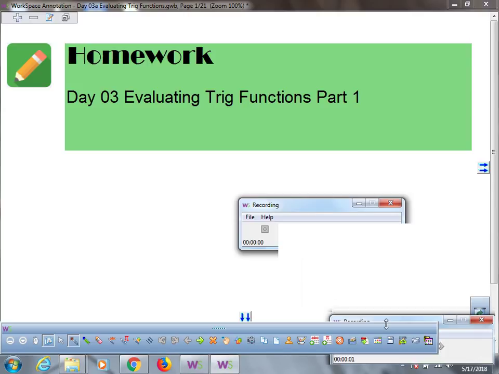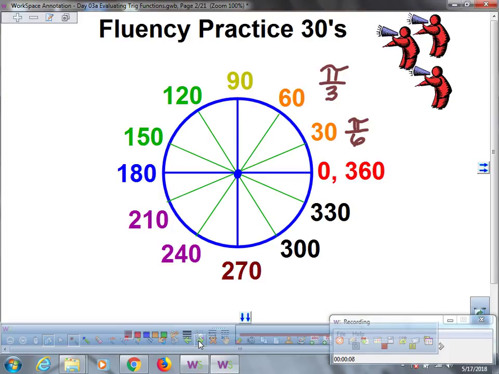So welcome to evaluating trig functions. We're going to finish up today. You have plenty of time. All right, so we talked about our fluency practice, and so 30 degrees is pi over 6, and 60 degrees is pi over 3. It's going to become very evident today why we needed to learn this part, okay?